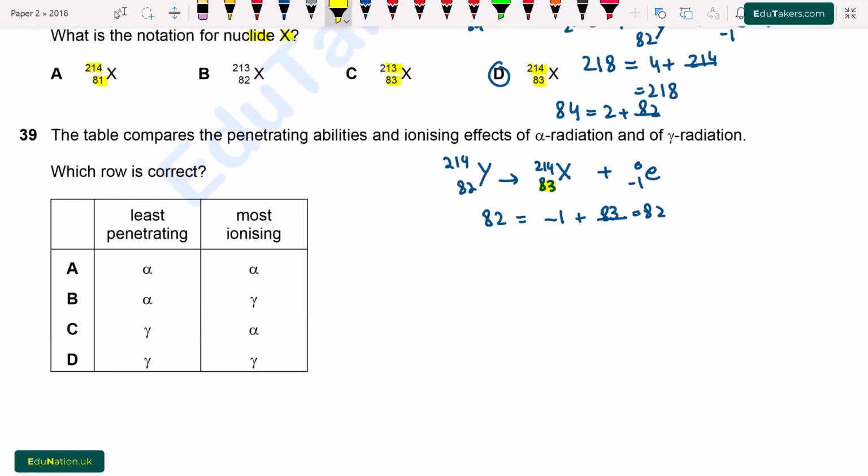Question number 39. The table compares the penetrating abilities and the ionizing effect of alpha radiation and gamma radiation. Which row is correct? Least penetrating, most ionizing. Alpha particles are most ionizing. The ionization of the alpha particle is largest as compared to beta and gamma rays. So most ionizing is alpha, while the least penetrating is also alpha. The most ionizing particle must be the least penetrating, so it will be alpha particle. Now we see the options. In option A, it is given alpha and alpha. So only option A is correct from here.